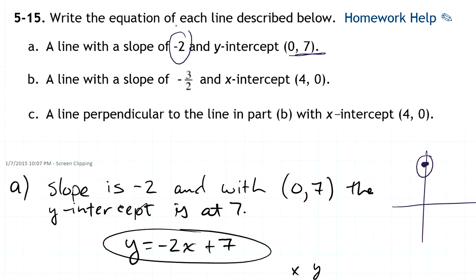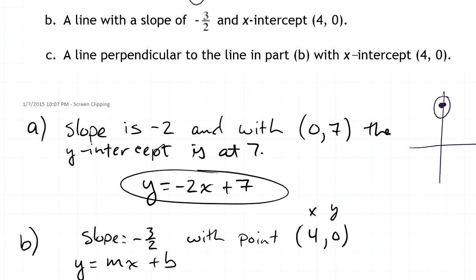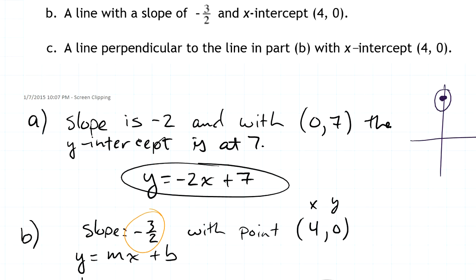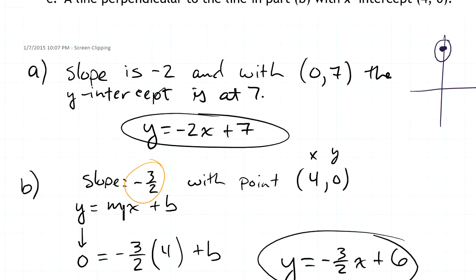For B, it says a line has a slope of -3/2 and an x-intercept of (4, 0). Well, x-intercept's a little bit different. That's not the y-intercept. So for this problem, I do know that my slope is -3/2, so down 3 over 2. And I know that I have this point x is 4 and y is 0. So you can see I know x, I know y, and I know the slope.